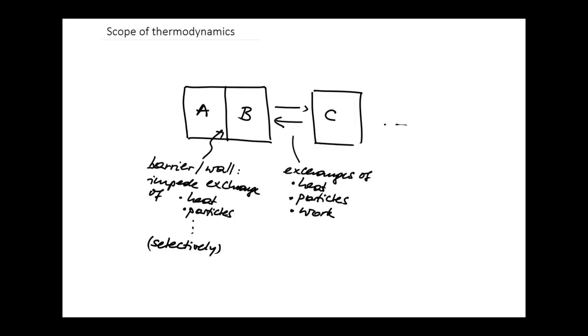Then you can also have so-called reservoirs or sources. This is a reservoir or a source. This can be, for example, a heat bath, or sometimes also called a thermostat. This is a system which is so large, very large compared to the systems of interest that interact with each other, that any exchange of heat with this heat bath doesn't change its temperature.